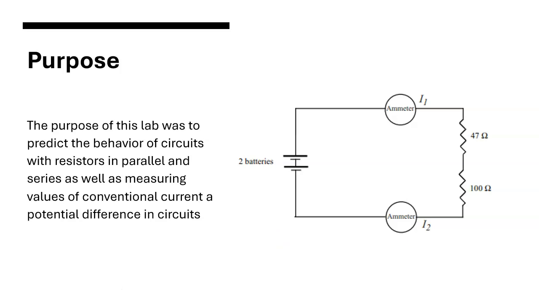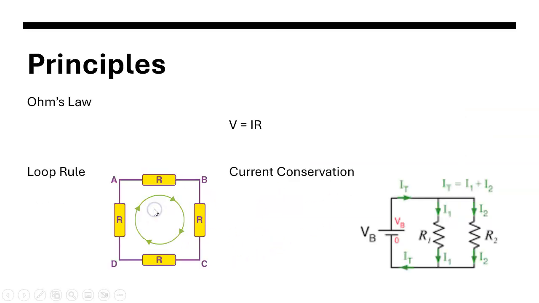So the purpose of this lab was to predict the behavior of circuits with resistors in parallel and series circuits, as well as measuring the conventional current and potential difference within the circuits. So we used Ohm's law, which says that the potential difference is equal to current times resistance, as well as the loop rule, which basically says the potential difference summed up in a circuit is equal to zero. And the current conservation principle, which basically says that the current within an isolated circuit will remain constant.